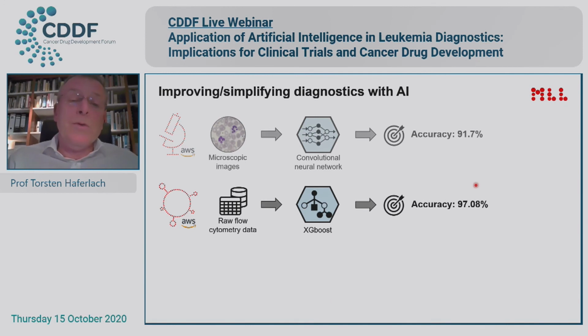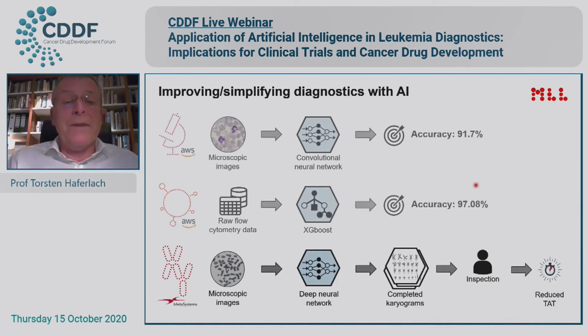The next method we used is immune phenotyping flow. The raw data were put into an AI tool together with AWS, and the accuracy to predict the correct diagnosis on the raw data of the flow machines without any compensation and any other pictures in between is 97%. And finally, this will be a poster at the ASH.